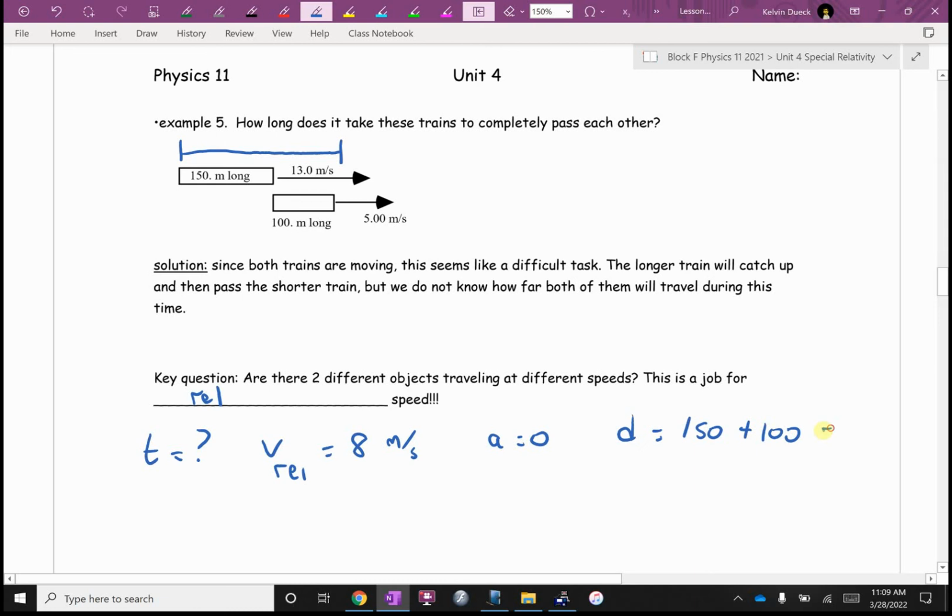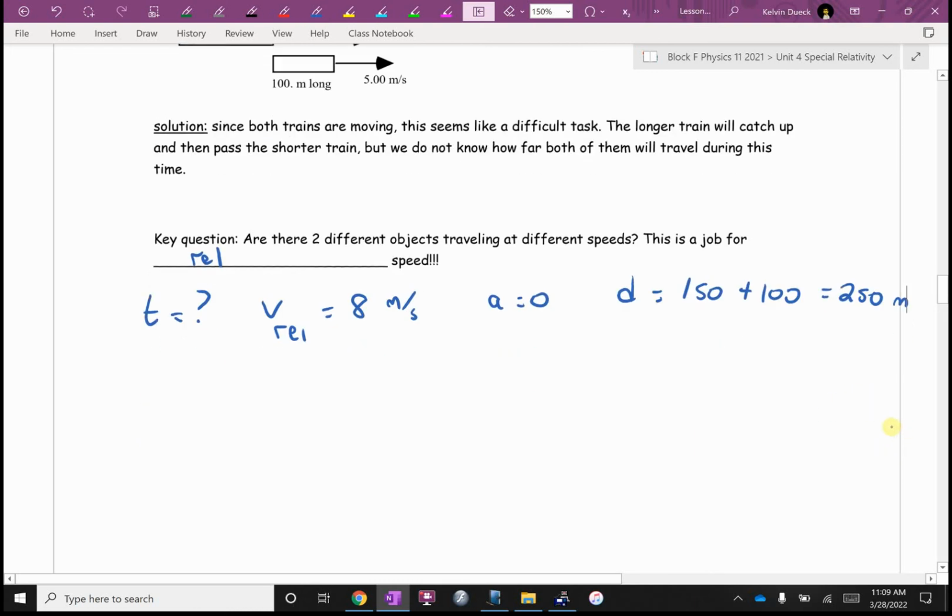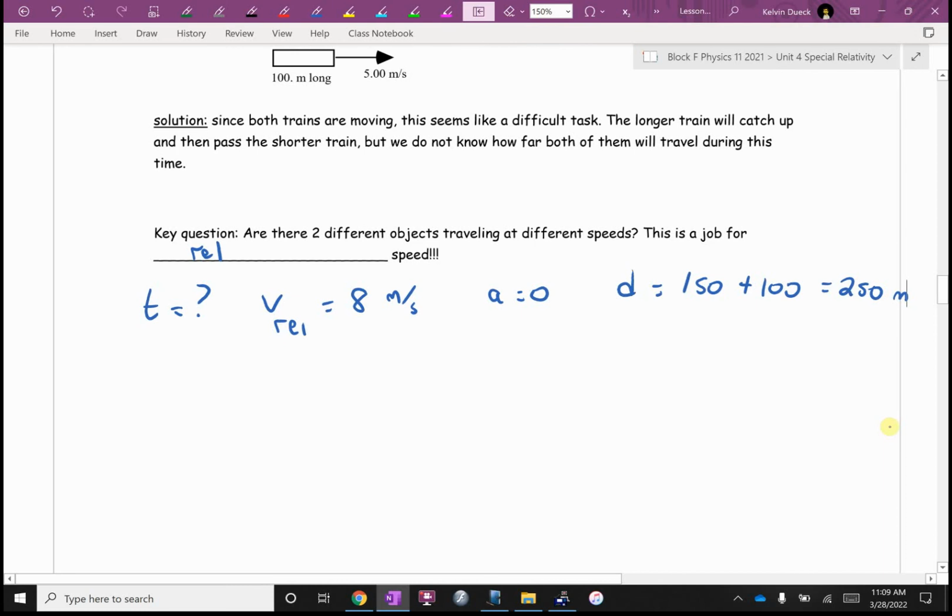I'm looking for an equation that has a D, a V, an A, and a T in it. There is one. It's D equals V_i t plus a half a t squared. But since A is 0, we've modified it slightly. We've said for this unit, it's just that. As far as I'm concerned, I can give you any two of those, and you can find the third. So I can give you the distance and the time, and you can find the relative speed. I can give you the speed and the time, and you can find the distance. I can give you, in this case, the speed and the distance.